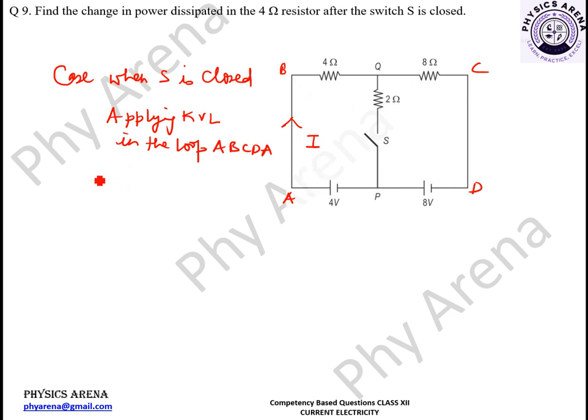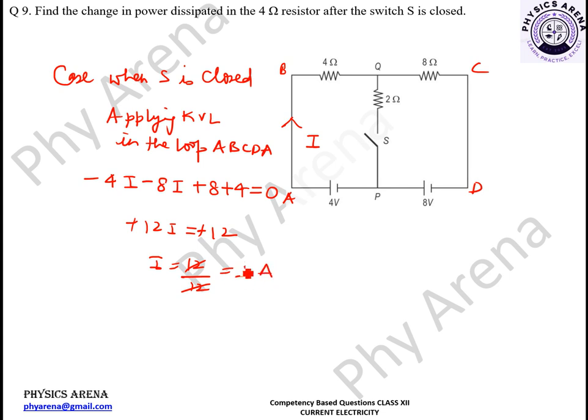So it will be minus 4I minus 8I, and then when we enter this battery from the negative terminal, it will be a positive voltage drop, plus 8. Again, we are entering the battery with the negative terminal, so there will be a positive voltage drop, plus 4, that must be equal to 0. So when we solve this, minus 12I is equal to minus 12, and I will be equal to 1 ampere.